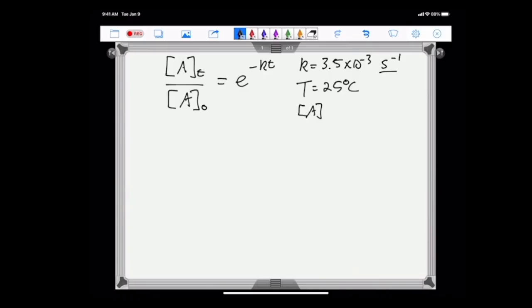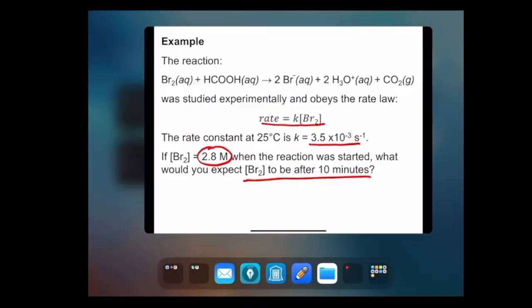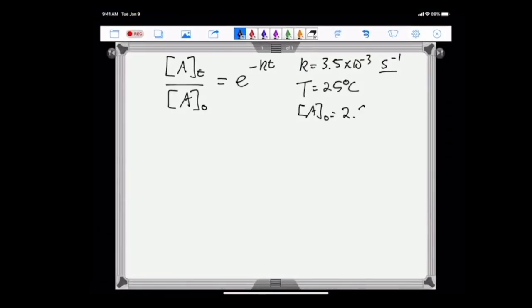Concentration A at time 0 is equal to, what was it? 3.8? 2 point, oh, sorry, I'll go back. 2.8. Haven't worked out the whole double thing yet. And we're asked after time equals 10 minutes. Okay, so we've got a lot of the bits and pieces.